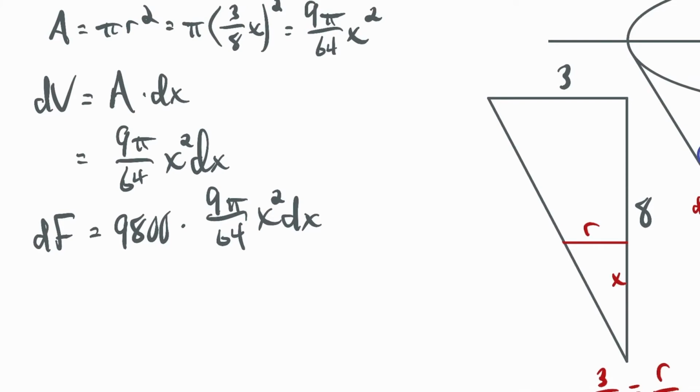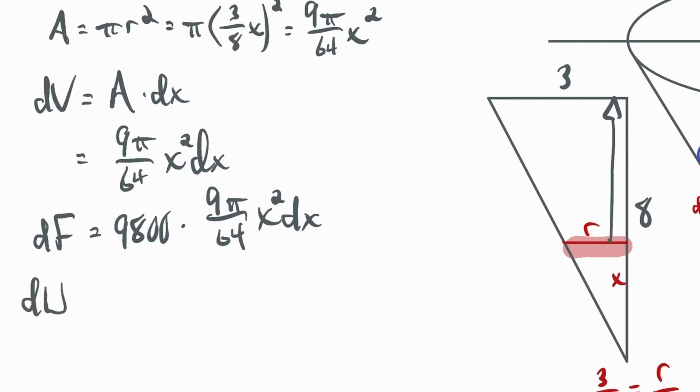So what is the work involved? Because remember, the work is basically a force applied over a distance. Well, what distance is that slab going to move? The slab is at height x, and it needs to move all the way to the top of the tank, right? Well, it's going to have to move from x up to 8, so 8 minus x.